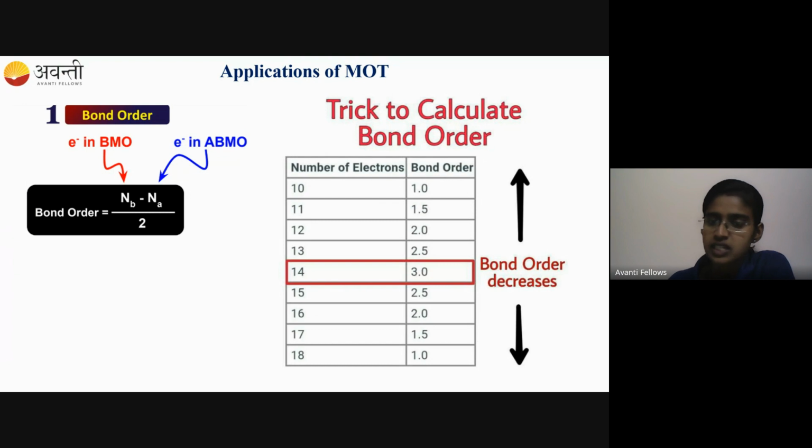The same thing is followed here also, but in terms of the molecular orbital energy level diagram and molecular orbital theory, we are finding out the bond order using one formula. It is Nb minus Na divided by 2. So what is Nb? Number of electrons in bonding molecular orbital, and Na is the number of electrons in antibonding molecular orbital, divided by 2.